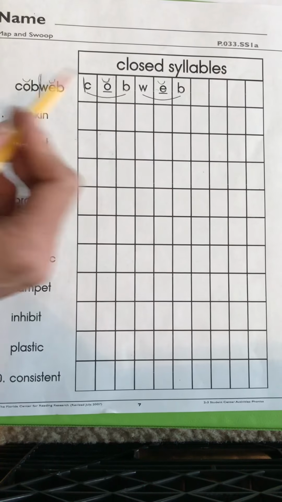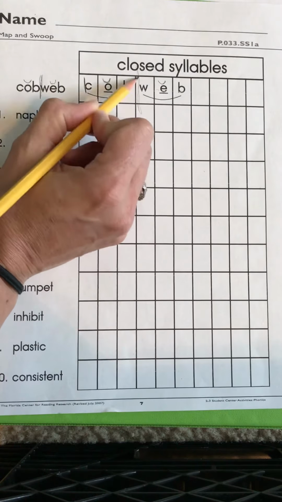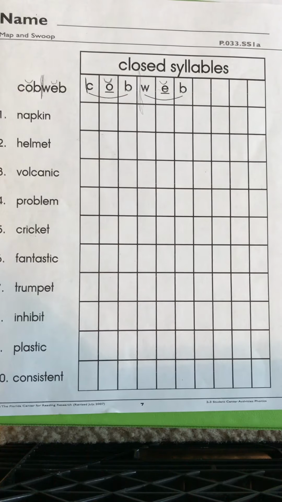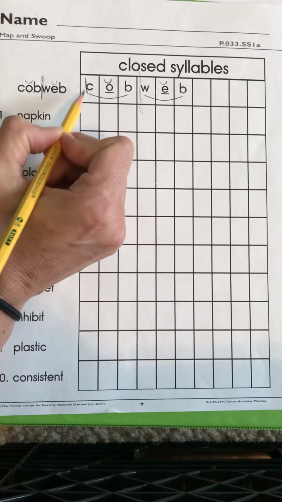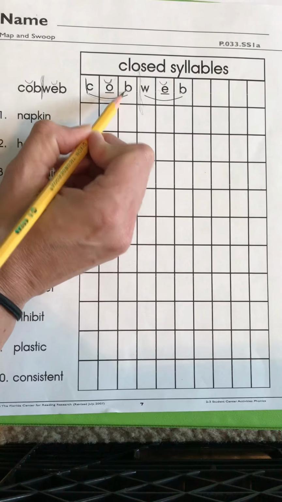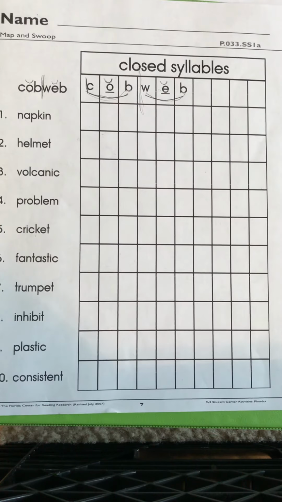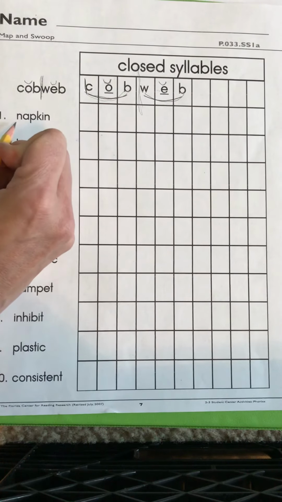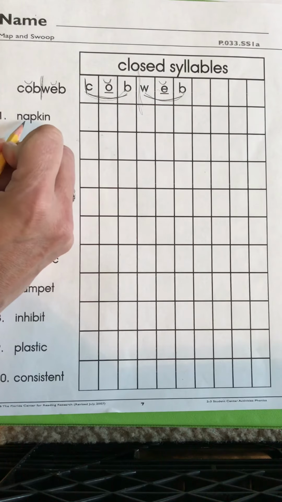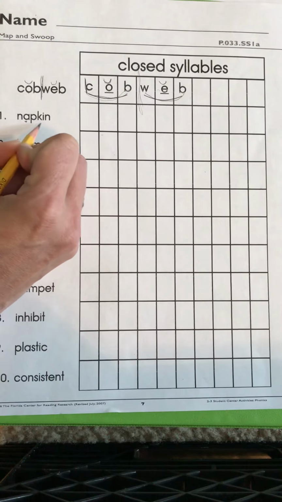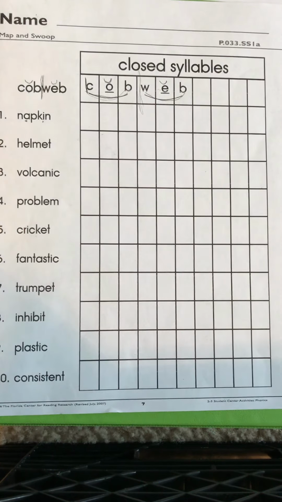Now, in class, remember, we would put a line right here to divide it. This worksheet asks you to swoop it. Okay, we're going to swoop the whole syllable, showing us that this is cob, web. Okay? Let's try it with napkin. Let's find our vowels. Let's see, I see an A right there and an I right there. Okay?